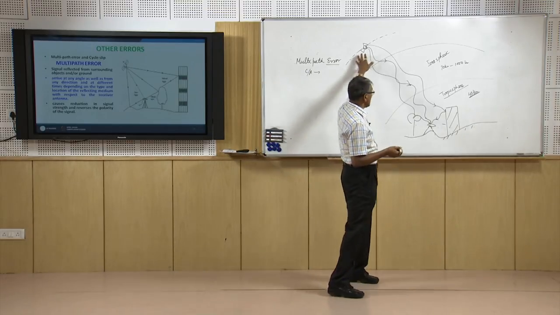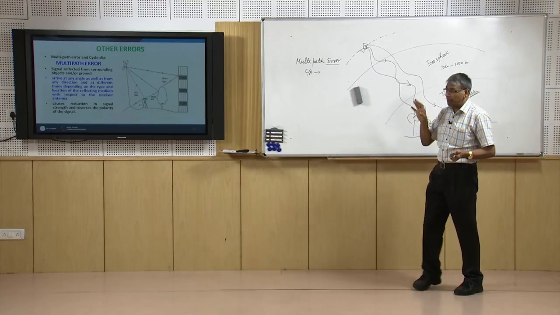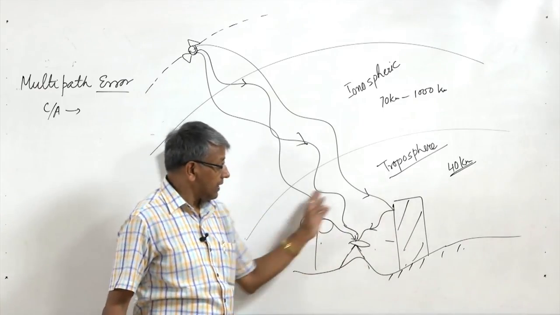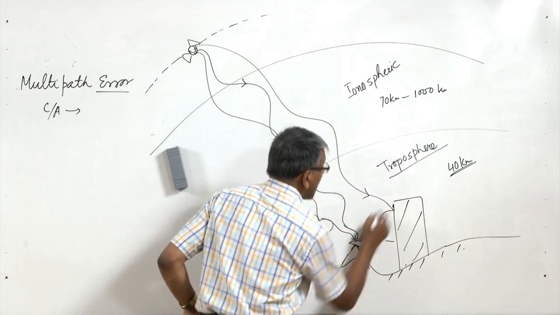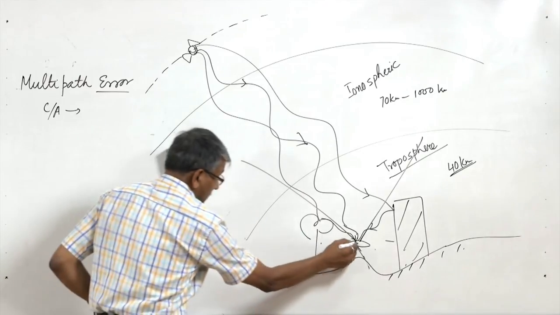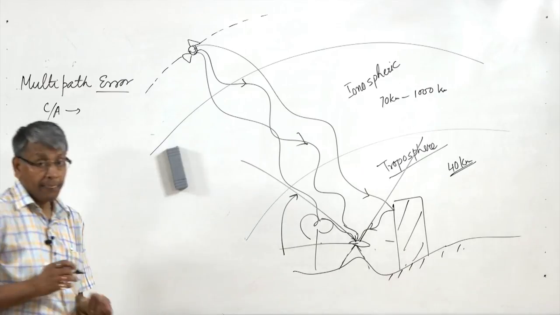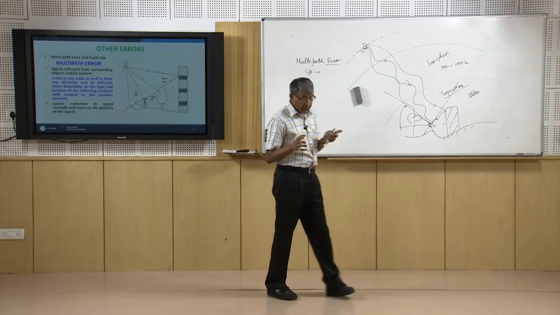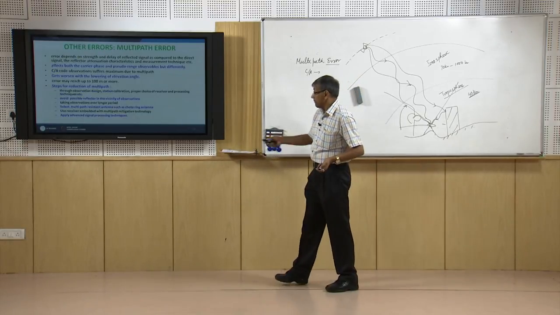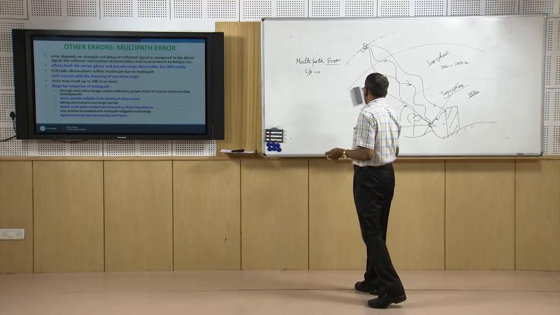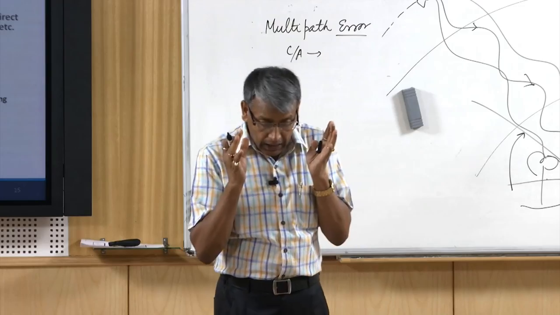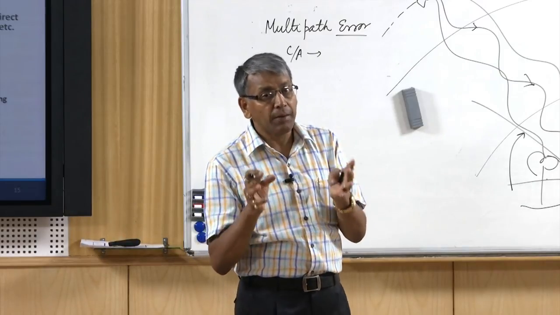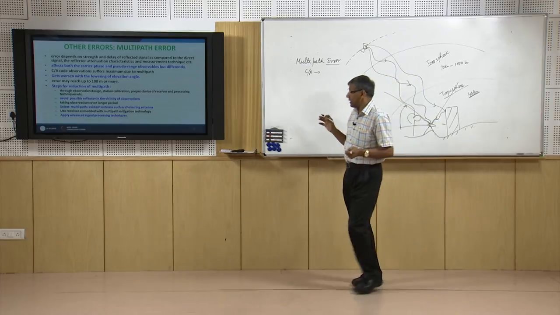So we should take care of multipath error, and the best way to do so is to plan properly so that our receiver is not placed in a crowded area, or if there is a crowd, then we should take the cutoff angle beyond that crowd. That means the cutoff angle should be taken more, maybe 25 degrees, sometimes maybe 30 degrees. Also we should make use of a multipath resistant antenna, or we should go for a receiver embedded with multipath mitigation technology, or some signal processing techniques which also take care of multipath error.